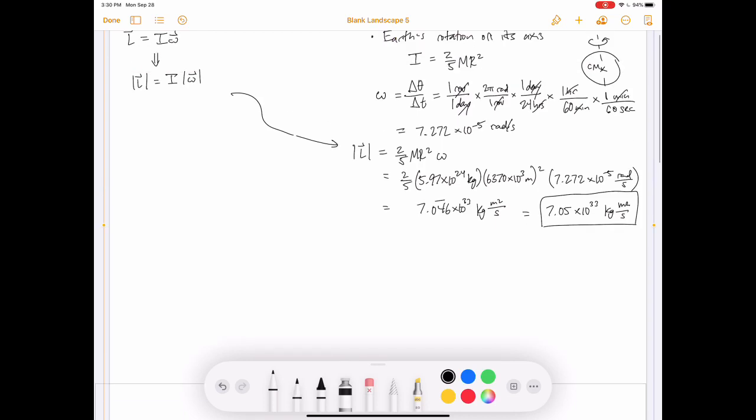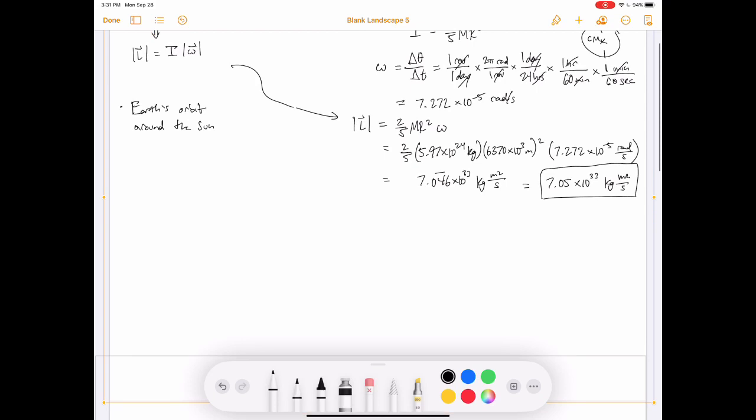Now, if we look at the orbit around the sun, it's a bit of a different story. Earth's orbit around the sun. So now what we're dealing with is the Earth moving around the sun. And let's call the distance between the Earth and the sun lowercase r, whereas the radius of the Earth is uppercase R.